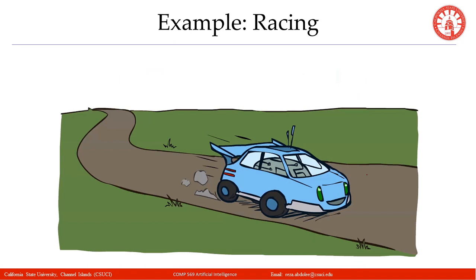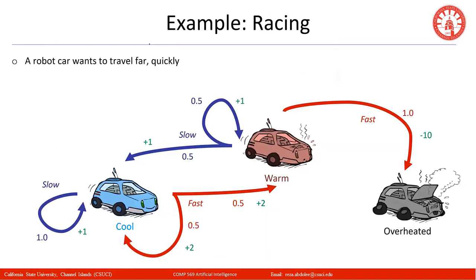So let's take a look at another example. Here is a robot racing car, and here is the Markov decision process problem for this racing scenario. In this scenario, we are assuming that the robot car wants to travel far very quickly.